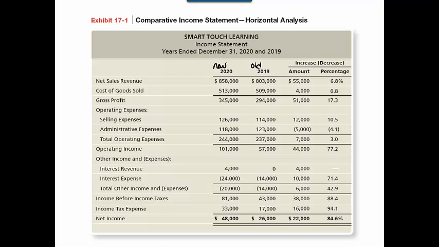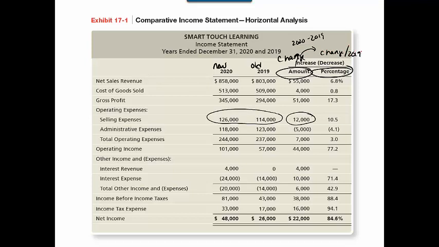So this is the change right here, the amount of increase or decrease. So this is the 2020 number minus the 2019 number. So for instance, if we look at this guy right here, we can see that from 2019 to 2020, it went up by 12,000. Okay, that's the change right there. And then if we want that as a percentage, that's the change, which we just did, over the starting point, which is the 2019 number.